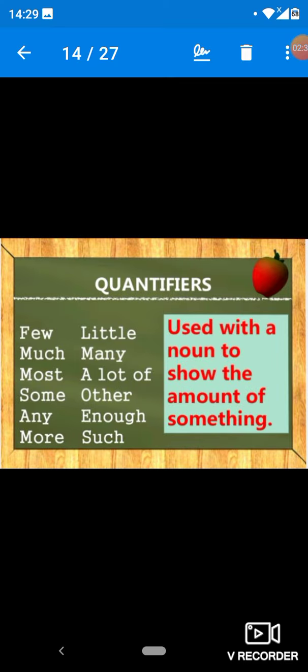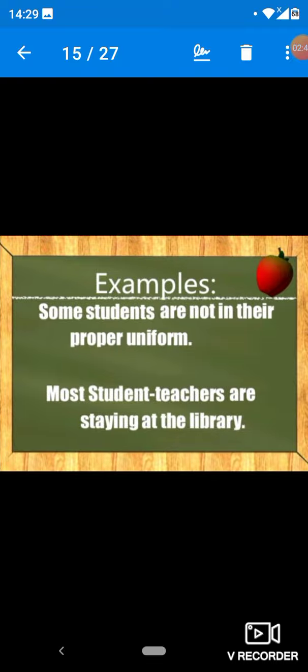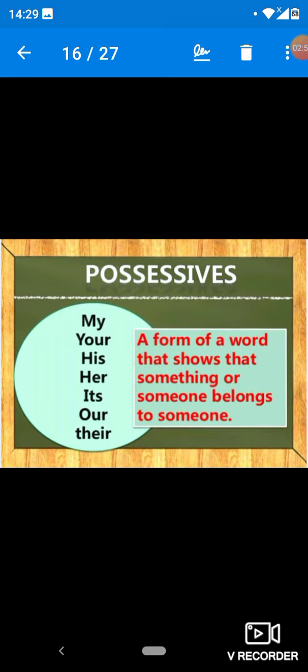Quantifiers are used to show the amount of something. Few, much, more, some, any, little, many, a lot of, other, enough, such. Some students are not in their proper uniform. So here they are referring to some, a quantity of a few students. Most student teachers are staying at the library.